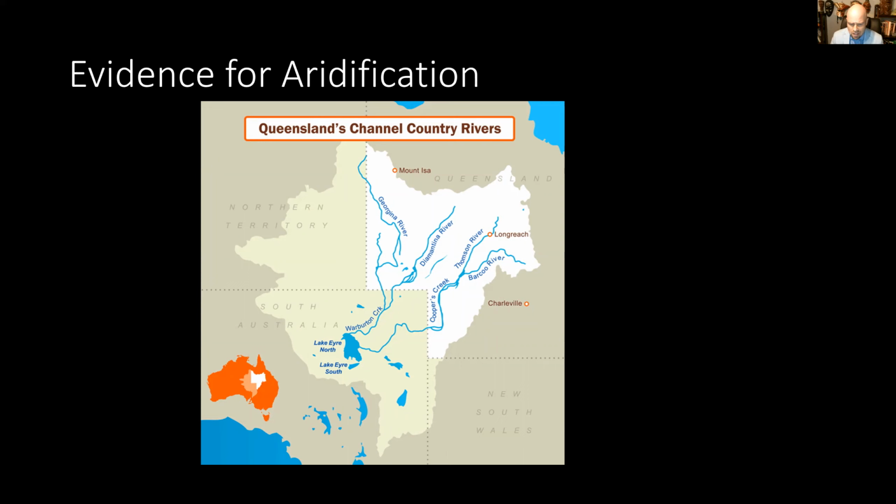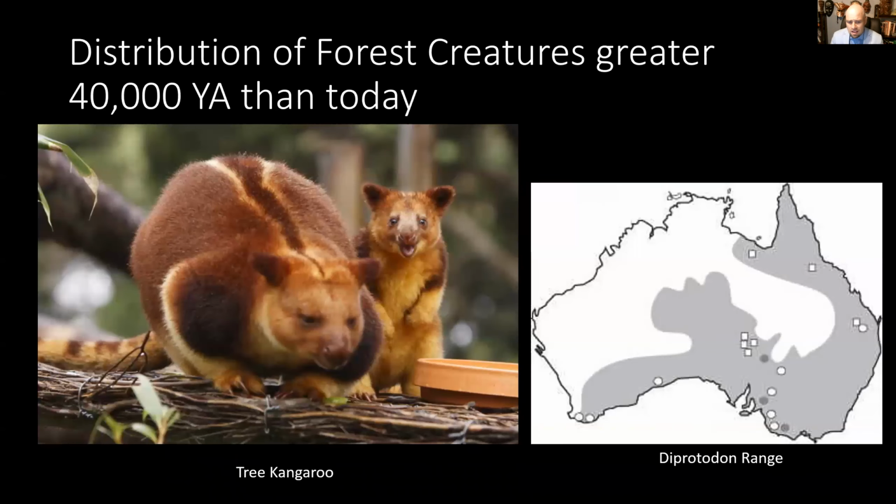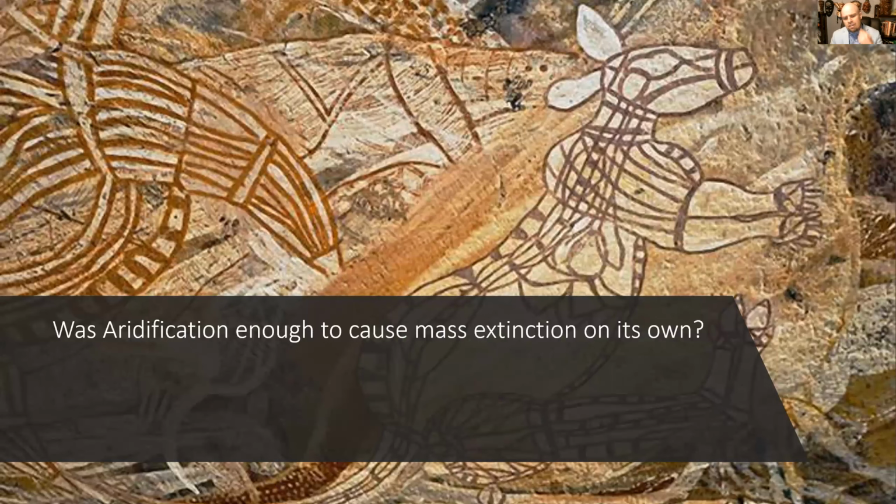Now, we do have evidence for aridification. Specifically, there are lots of small lakes that dry up in central Australia as deserts expand. We see dune formation occurring in areas where dunes didn't previously exist. And we also see more limited distribution for forest creatures than previously. But again, the question is, was aridification enough to cause these mass extinctions on its own? Or does this coincidence of humans showing up speak to overkill, or a mix, a one-two punch? Environment degrades and there's stress from humans as well.